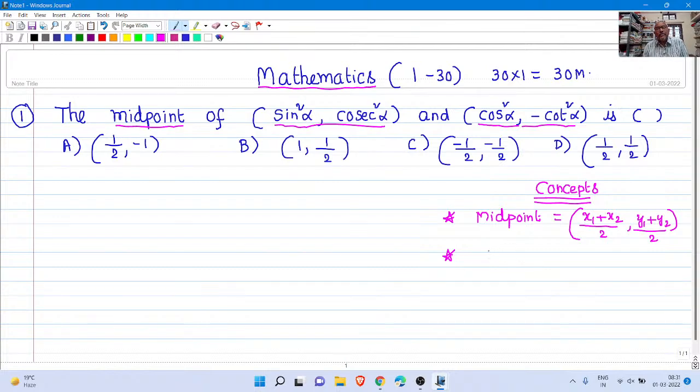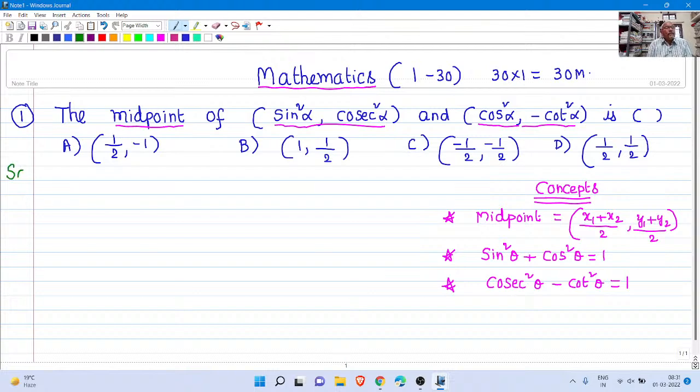We need to recall trigonometric identities. Sine square theta plus cos square theta is equal to 1. And the next concept we need to use is cosecant square theta minus cot square theta is equal to 1. If you know these three concepts, this problem can be solved in a very easy manner. Right, so let us proceed to the solution.